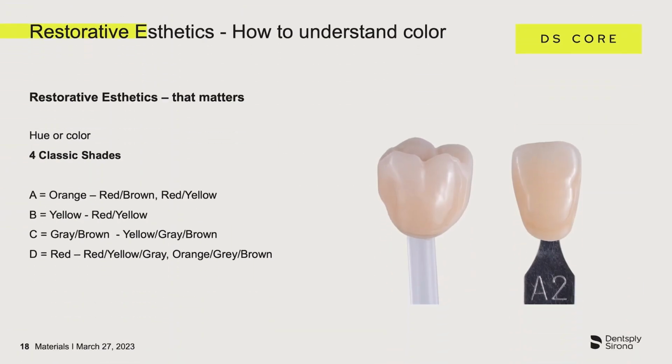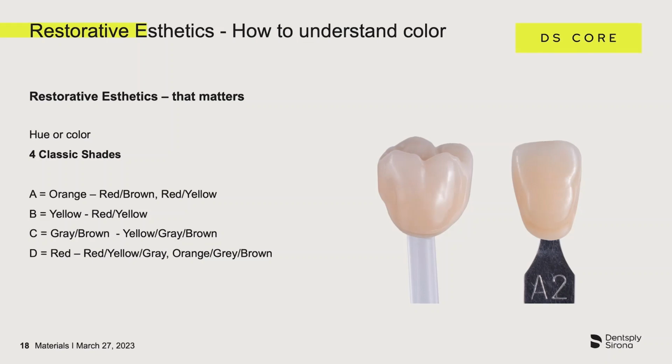We think most practitioners do their color selection according to the classic Vita color ring. There are the 4 groups with the different basic colors such as orange, yellow, grey and brown, or also in red in the D color group.